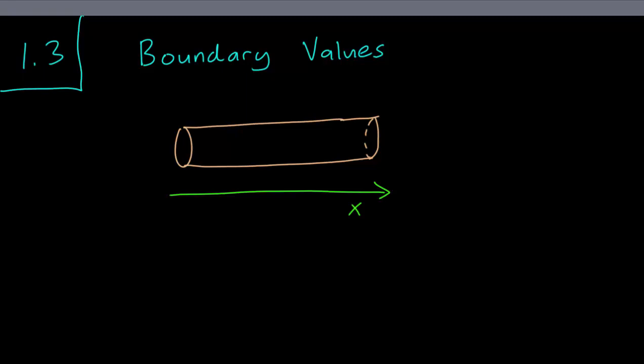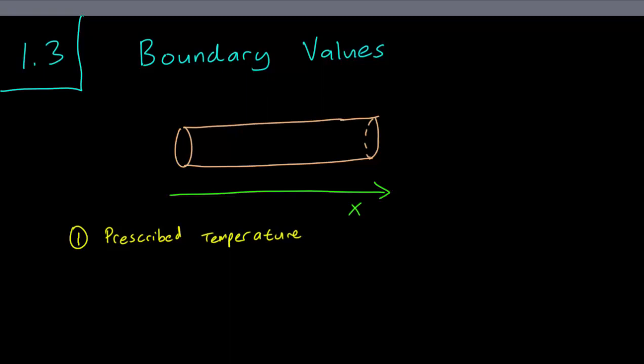But very often in these problems, we know some information about the ends of the rod, like the left end, the right end, that we can use to narrow down our problem. The first case is known as the prescribed temperature boundary value. In this case, we know exactly what the temperature is on one side of the rod or the other.